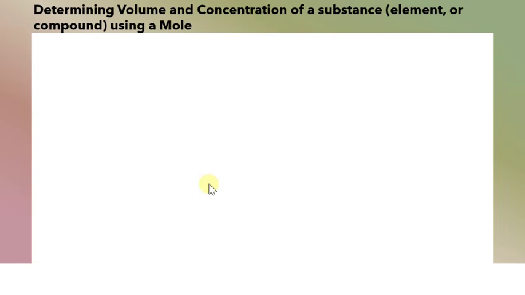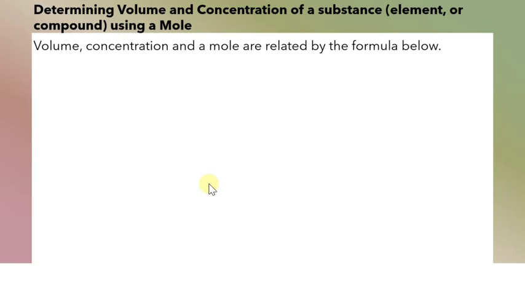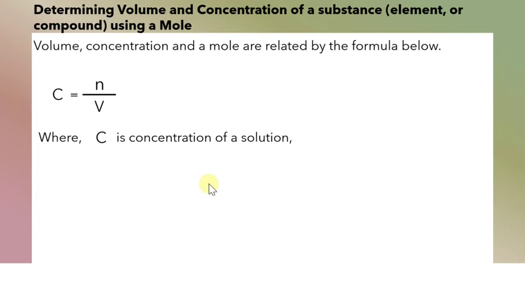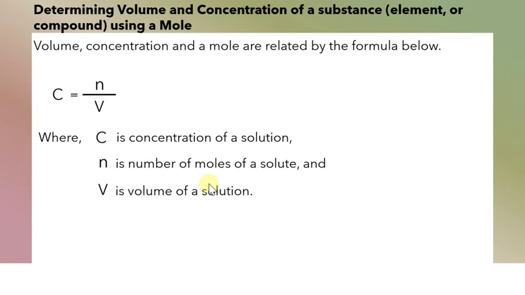So you must understand that the volume, concentration, and the mole are related by the formula below. So C, which is concentration, is equal to number of moles over volume, where I have explained that this C is concentration of a solution. Then N is actually number of moles of a solute. And then V is volume of a solution.